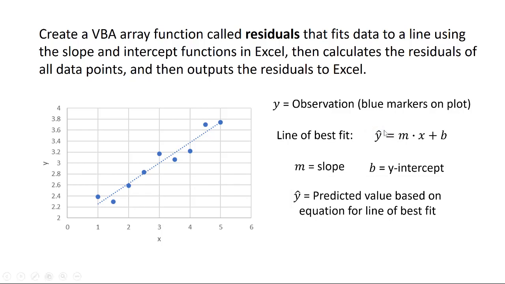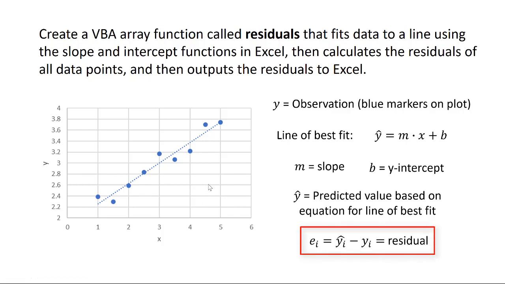So we're going to use the Excel functions for slope and intercept to calculate m and b. We can then calculate the predicted value for each value of x here. We have a total of 9 of those. Then what we're going to do is create something known as the residuals for each of those 9 different points. The residuals are just the difference between the prediction and the observation. And then that's what we want to output as a vector. We're going to have 9 of these as a column vector. We want to output that back to Excel.